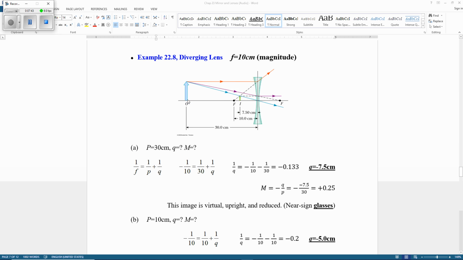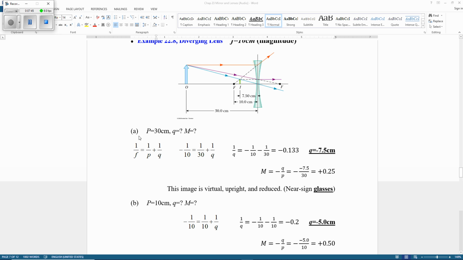Okay, we're going to discuss a different example. Part A, assume the object distance equals 30 centimeters in front of the diverging lens. Okay, so we're going to use the lens equation. So now we add a negative sign right here: negative 1 over 10, because the focal length equals 10 centimeters, equals 1 over p, where p equals 30, plus 1 over q. And we're going to solve for q.